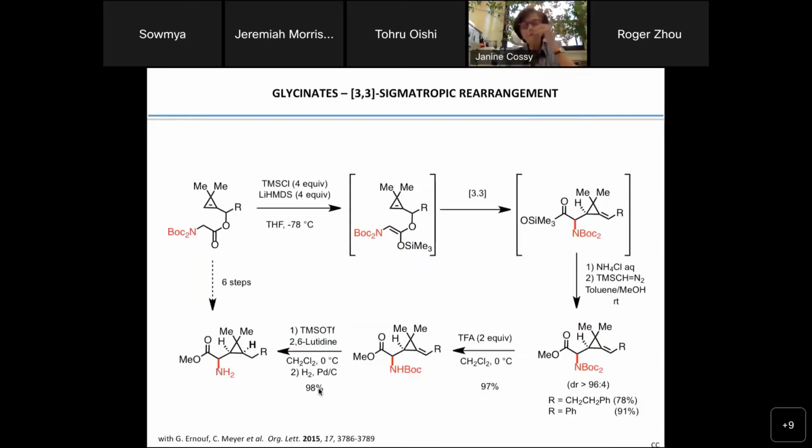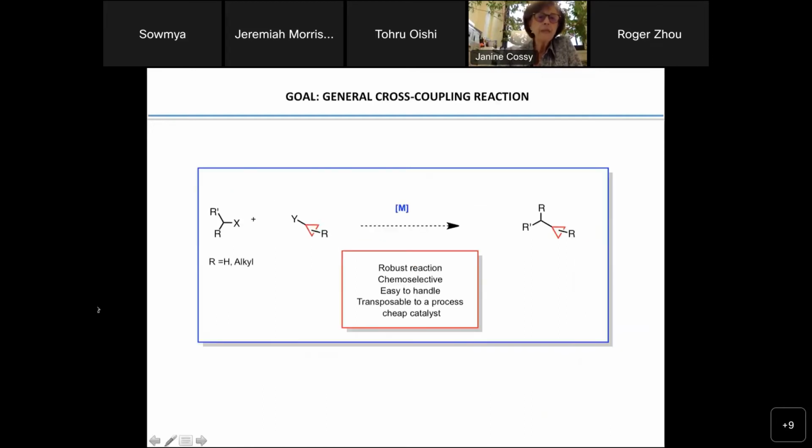So, I mean, we were able to obtain this kind of cyclopropane, but we were thinking about having the introduction of the cyclopropane by another way. And the other way that we have envisaged was a cross-coupling reaction between an electrophile and a nucleophile in the presence of a transition metal in order to get the formation of this substituted cyclopropane.